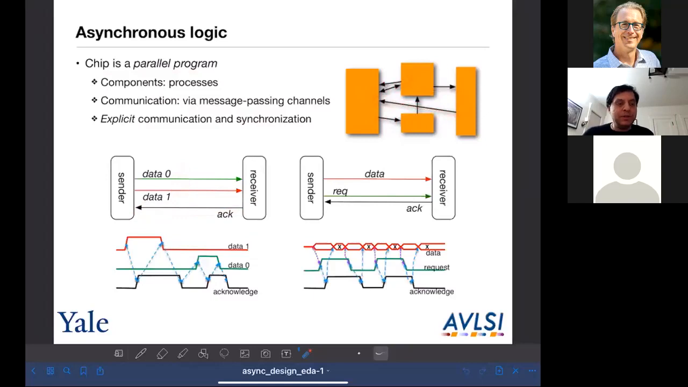So essentially what happens is, if I want to send a 0, this wire would make a 0 to 1 transition.